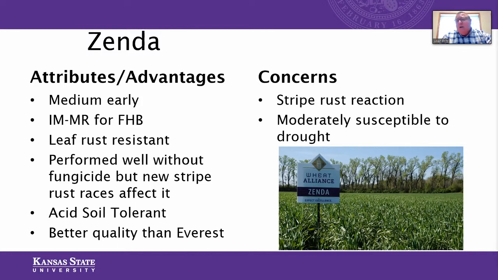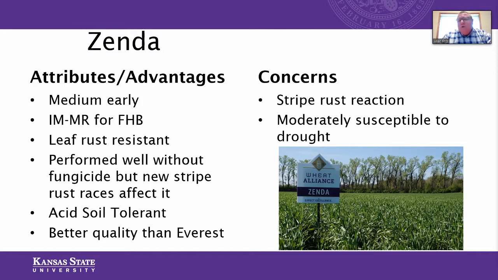It is acid soil tolerant. It has better quality than Everest. We're kind of in the average to slightly above average quality level with Zenda. So it gets away from some of those concerns that the milling and baking industry has expressed. The other concerns I've talked a little bit about, the stripe rust side of it. That's probably the biggest thing. The other year where Zenda probably didn't do consistently as well as I would have expected was 2018. And that was a historic drought year. And so we are moderately susceptible to drought.